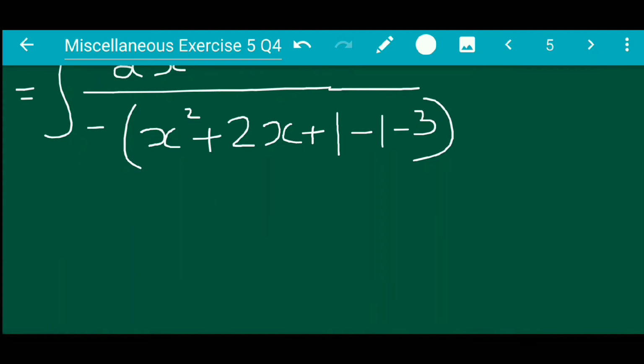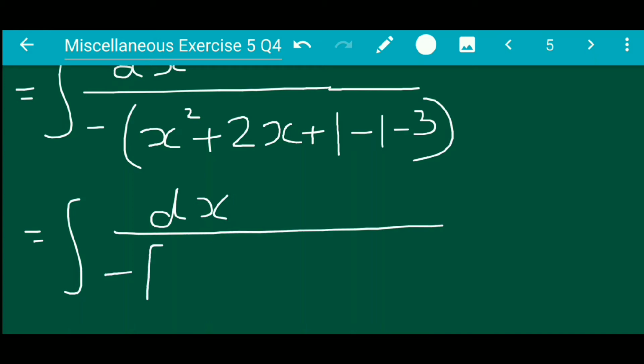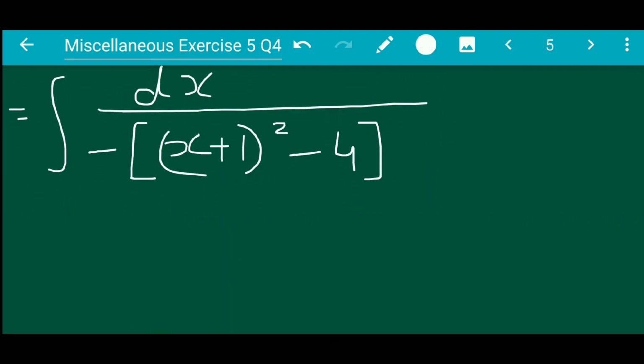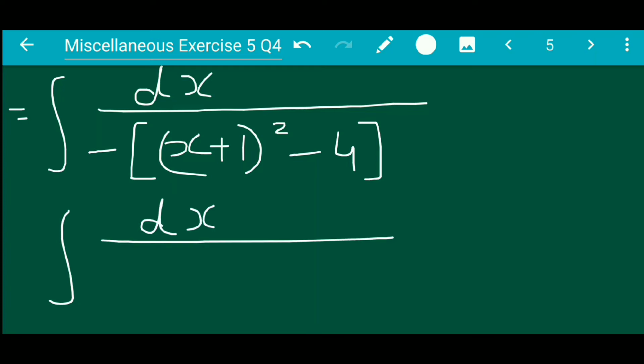The first two terms become a perfect square. So now it becomes integral dx upon, keeping the minus sign outside itself. Inside we get the first three terms become x plus 1 the whole square. Correct. X plus 1 the whole square. And the second term becomes minus 4. Then we can open the square bracket. So we get dx upon, when we open the square bracket, minus into minus is plus. So minus 4 becomes plus 4.